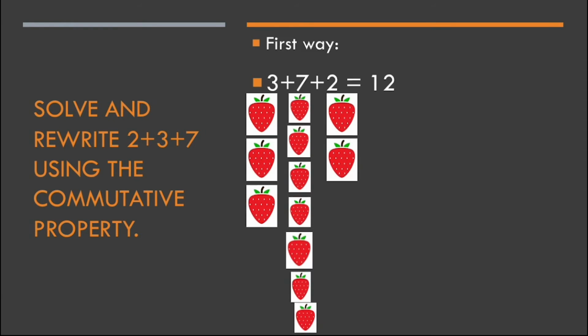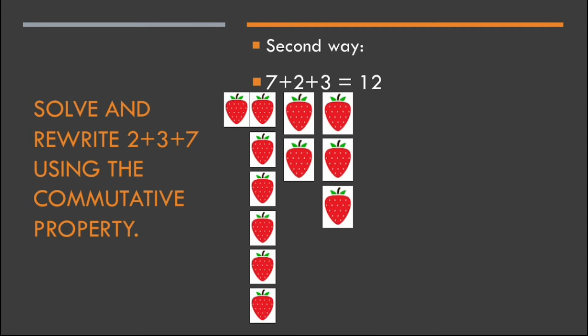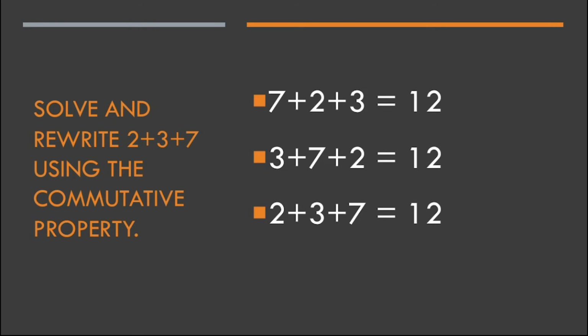Then, we can rewrite it into 3 plus 7 plus 2. This will also still equal 12. Then we can rewrite it as 7 plus 2 plus 3. This will equal 12 as well. No matter what order the numbers are in, they all equal 12 every time.